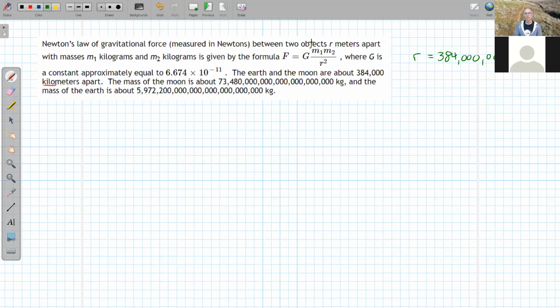If I want to put that in scientific notation, that means I want the decimal to be between the 3 and the 8. So that's 3, 6, 7, 8 places. So in scientific notation, this number right here would be 3.84 times 10 to the 8th power. And then M1, let's let that one be the moon. So let's write that one over here.